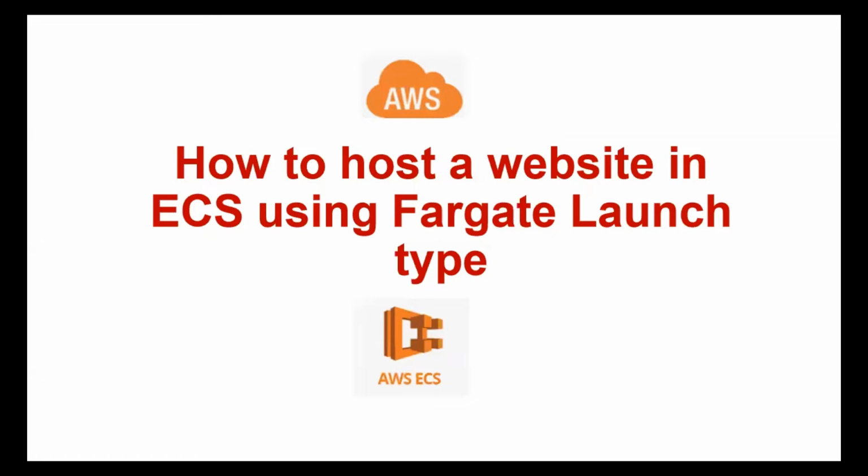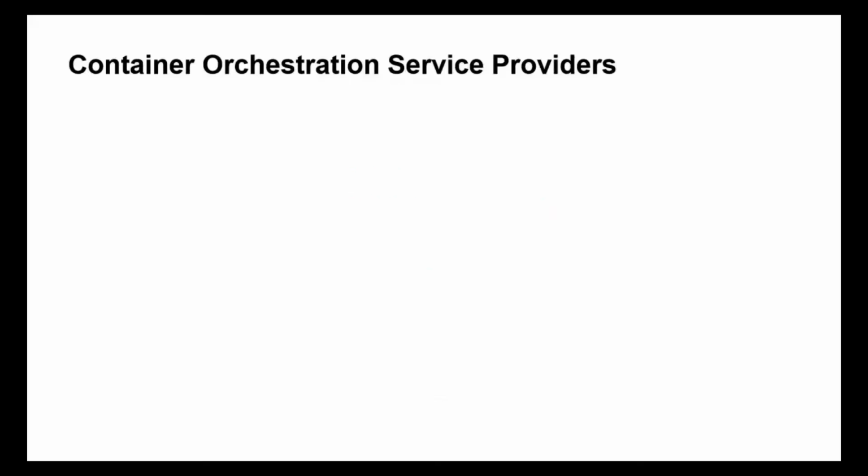So in this video, we are going to touch upon an interesting service in AWS, which is ECS, Elastic Container Service. So as part of the lab, we will see how we host a website in ECS, and that too using the Fargate launch type. We will touch upon the various launch types offered by ECS, but this is the lab that we will do. So let us go into the video.